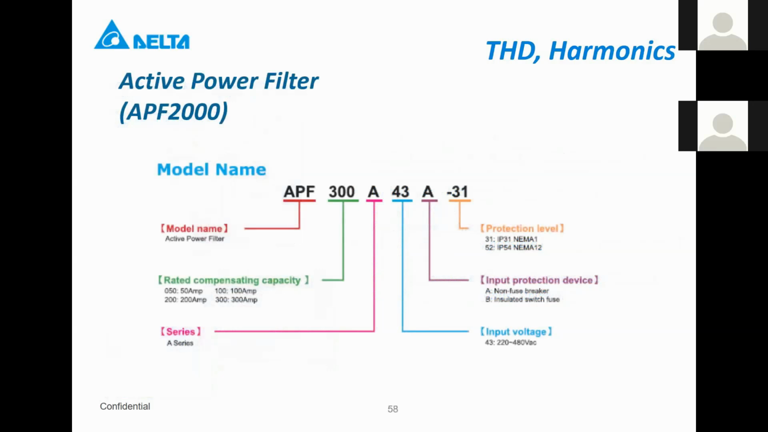This is how the type number is built up, APF. Then you have only 4 versions in current. The 50, 100, 200 and 300 amps.